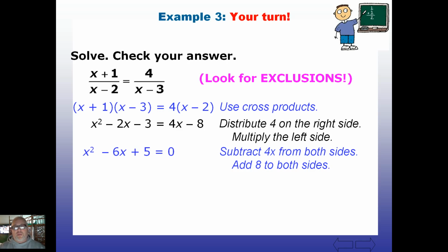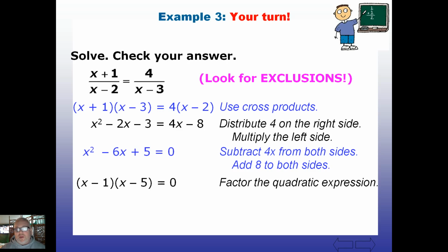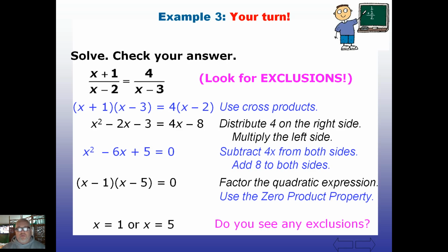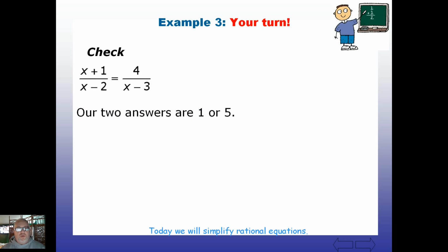I need two numbers that multiply to 5 but add to negative 6. How about x minus 1 times the quantity x minus 5 equals 0? So what two values there would make that true? How about 1 and 5? 1 or 5 there would work. Check for exclusions. Looks like our two answers are 1 and 5.